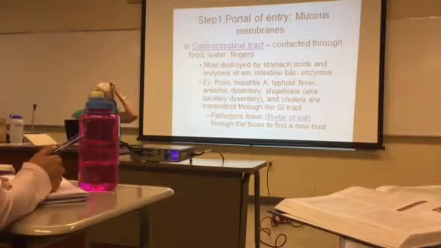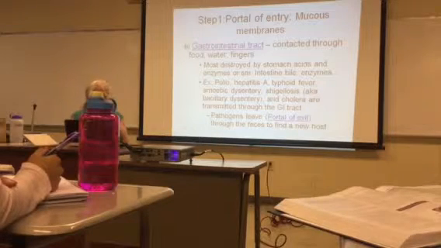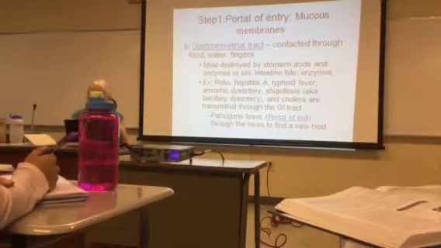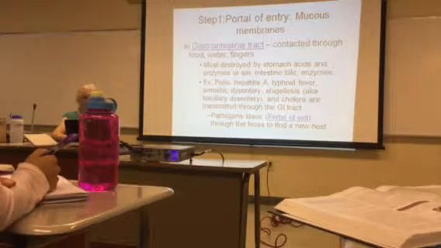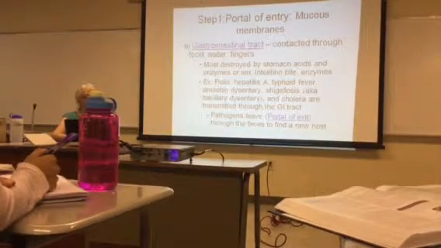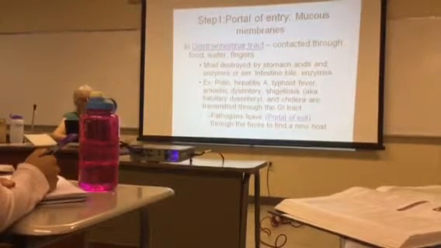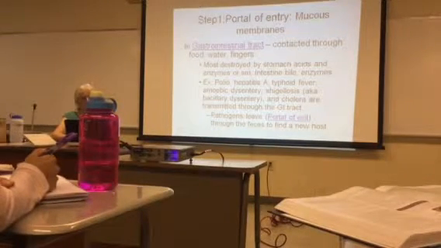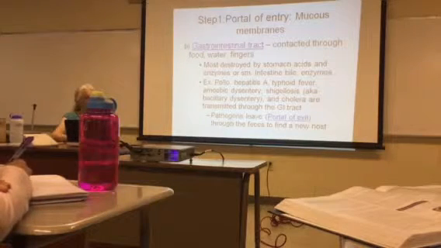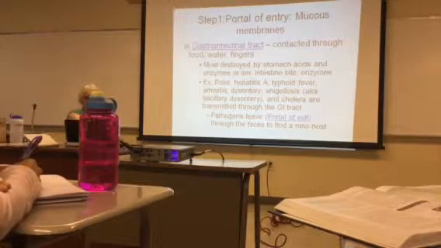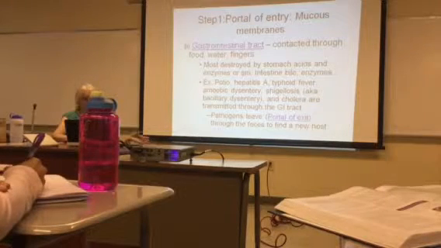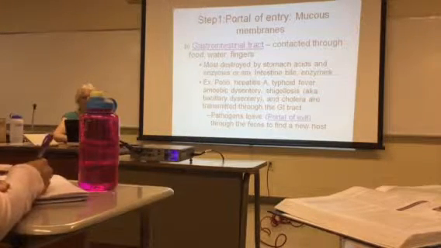Stuff that comes in through your mouth is mostly destroyed by your stomach acids and enzymes, or if it gets down to the small intestines, by the intestinal bile or intestinal enzymes. Examples of diseases that come in through the gastrointestinal tract are polio, hepatitis A, typhoid fever, amoebic dysentery, shigellosis, and cholera. Those all get transmitted through the GI tract.